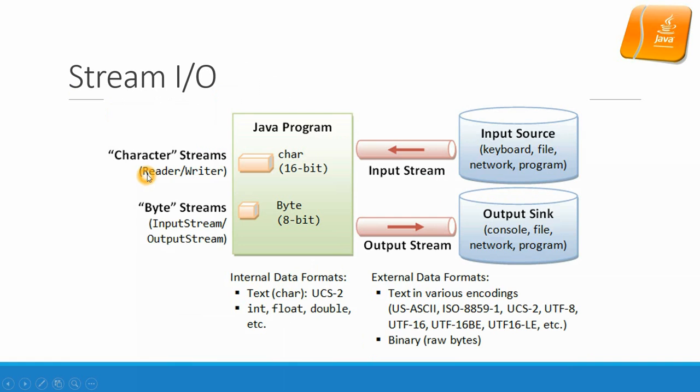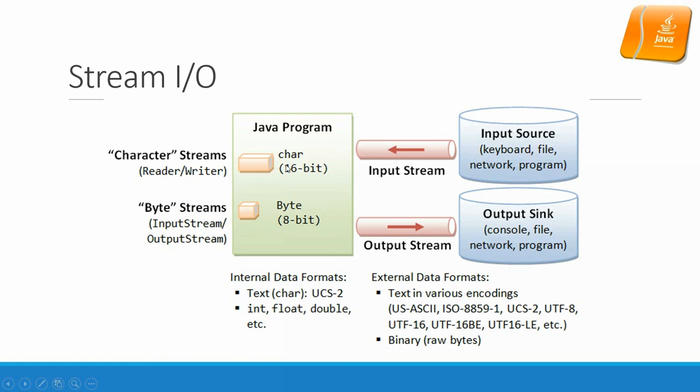Stream I/O. We have two types of stream, character stream or byte stream. For character streams, we use reader or writer. Basically, you are reading characters or some text. The names are reader and writer. Byte data is in binary format, so we have the input stream and output stream. The data is like a stream, like a river. It keeps flowing in or flowing out. So it is like a stream.